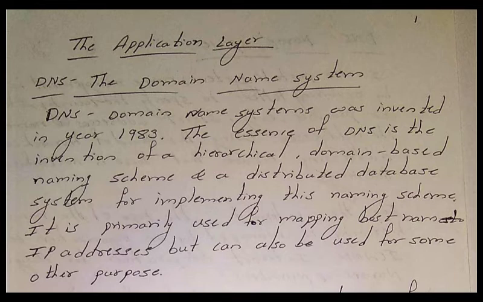Is it clear? How do you name the domains? There are n number of different types of domains in the world, so you should have some procedure for the naming scheme. Here they have invented a hierarchical domain based naming scheme, and they have a distributed data system. Have you heard about the distributed data system for implementing these naming schemes? It is primarily used for mapping host names to IP addresses, but can also be used for some other purposes.